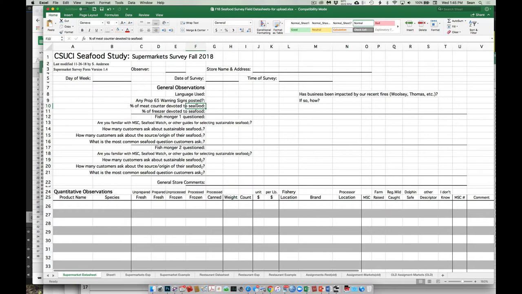Again, I don't want you to spend hours and hours doing this, but if there's six bays of the meat department, and two of those are seafood, I'm just going to say 33%, one third, right? So we want approximate estimates. And then the same thing for the freezer space. There's a whole line of freezers and two bays are seafood. So percentages. Again, this is to help us understand, is this a place that hardly does anything with seafood? Or is this a place where seafood is a major part of their business?